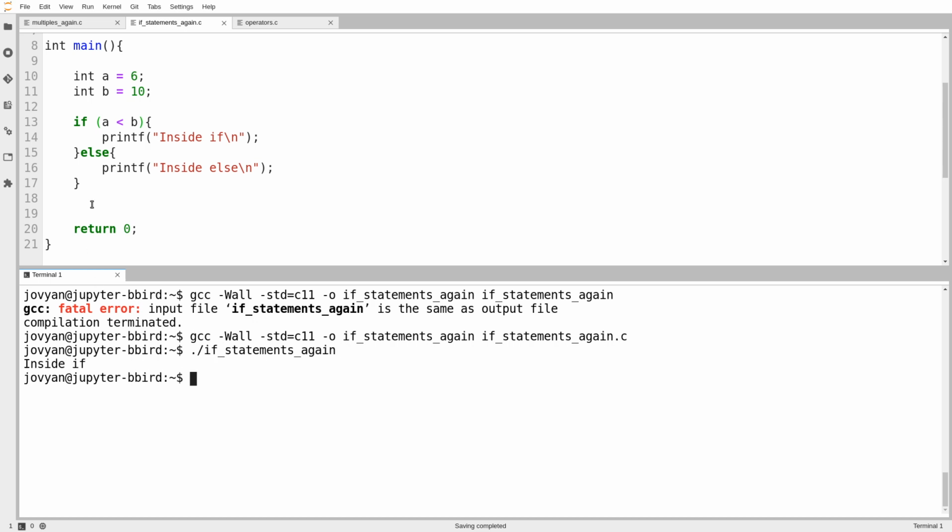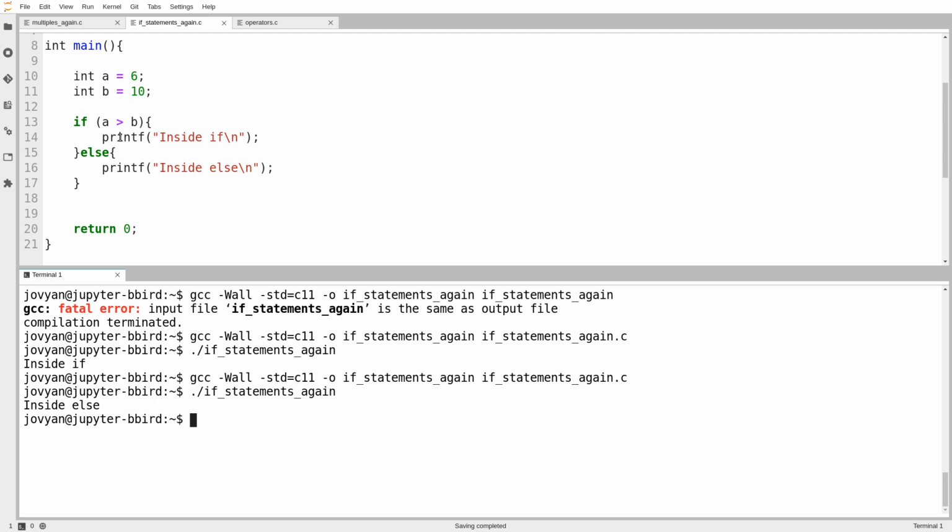Okay, so here, A is less than B. So I get inside the if, and so it prints that out. And just as a spot check, let's verify that it doesn't work if I ask a question whose answer is no. Okay, inside else. But really, what happens inside these brackets, this yes or no question, doesn't necessarily actually have to be a yes or no question at all. It can be any number. I can ask a strange question like if A plus B.